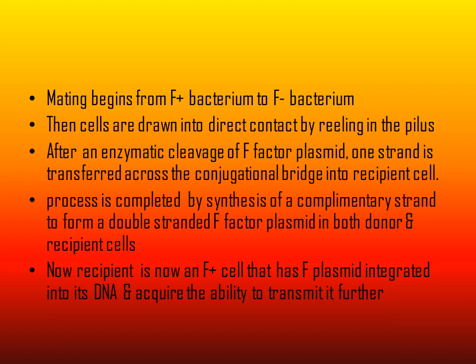After the enzymatic cleavage of the F factor plasmid, one strand is transferred across the conjugational bridge into the recipient cell. The process is completed by synthesis of a complementary strand to form a double-stranded F factor plasmid in both the donor and the recipient. And now the recipient is an F positive cell that has the F plasmid and acquires the ability to transmit it further.